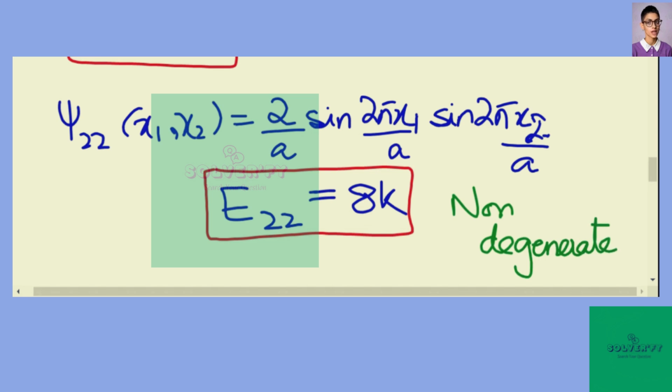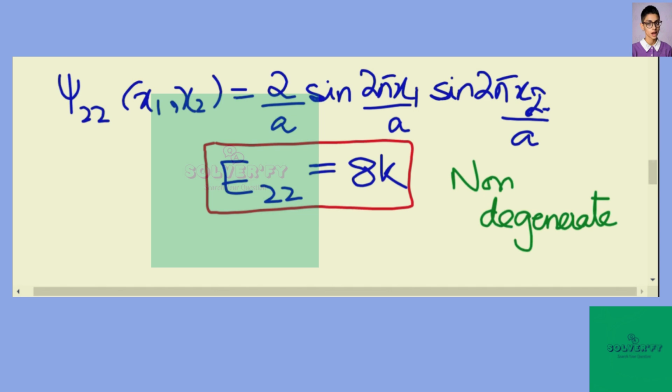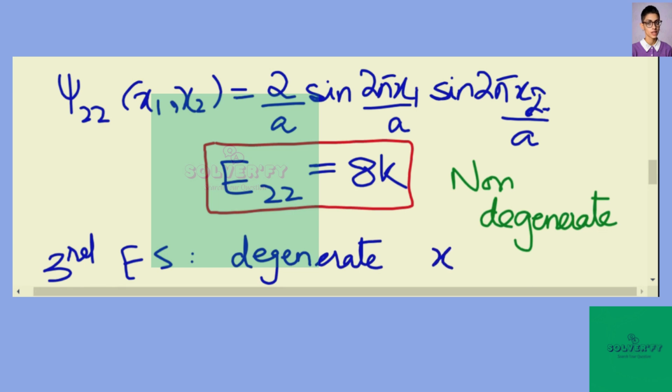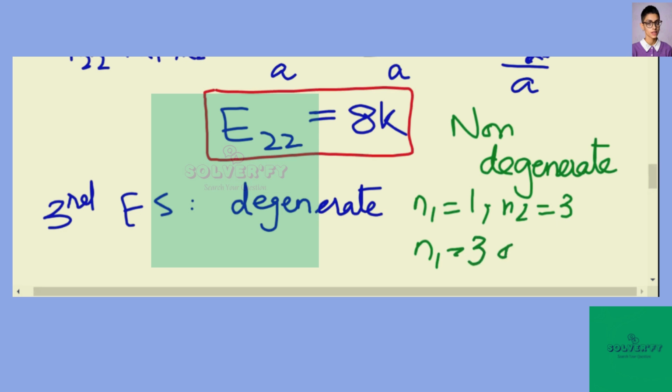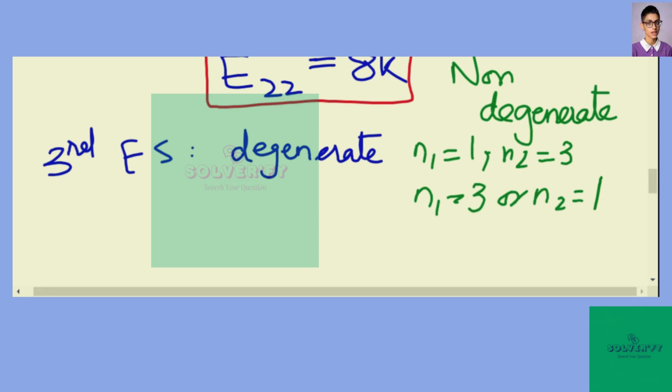Fine. So the third excited state, it would be degenerate, right? And for that we would have n1 is equal to 1, n2 is equal to 3, or you can say that either n1 is equal to 3 or n2 is equal to 1, right? So we would find out the equations for the wave function, first for this case and afterwards for this case.